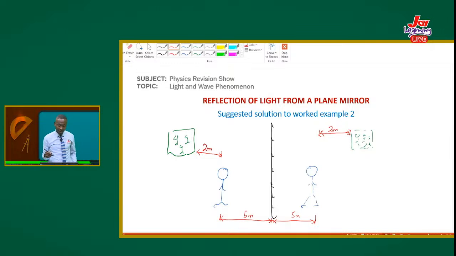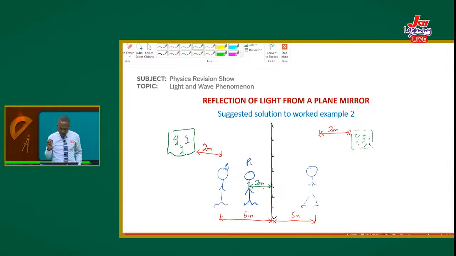But the question didn't end there. The question now says the student decided to move to a second position, which is 3 meters forward. So now let me get my student at the second position. This is position 1, and he comes to position 2. He used to be 5 meters from the mirror, and now he has moved 3 meters forward, so the distance between the student and the mirror is 2 meters.